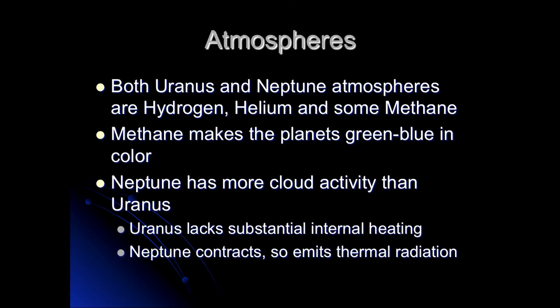So the atmospheres. Both Uranus and Neptune are gas giants, okay? They have very thick atmospheres made up of mainly hydrogen, helium, and some methane. And this methane is what's key in these planets, which makes them different from Jupiter and Saturn. This methane is what makes these planets look blue or green in color. Remember, Jupiter and Saturn were more yellowy in color. So hydrogen and helium create a yellow color.